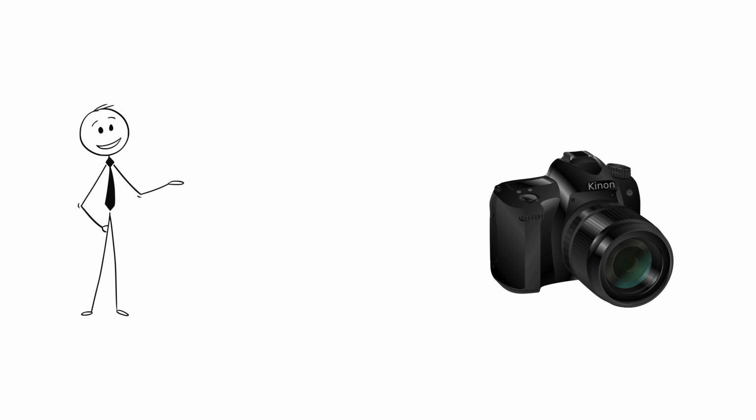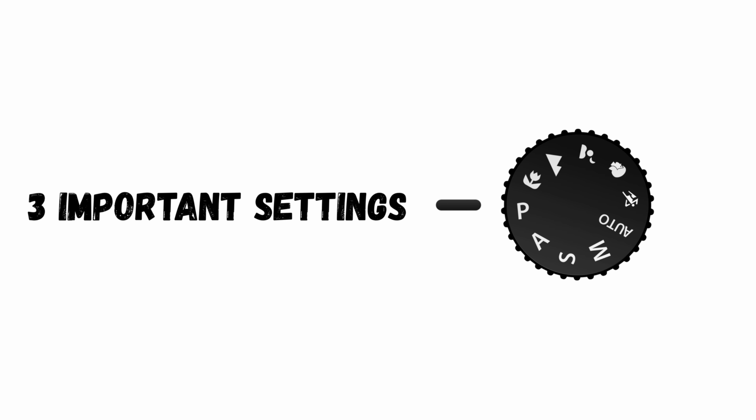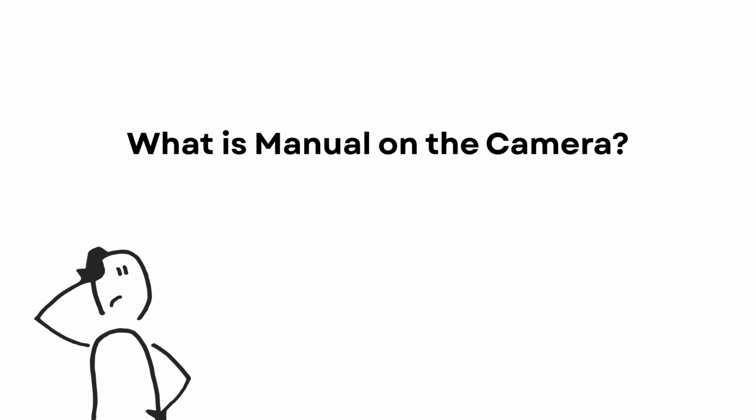Photography. Understanding a camera's function and how to properly expose a photo is key to starting off in photography. Of course, if you're still stuck on program, it's okay. Here are the 3 important settings you need to learn in manual to get out of program. To start off, what is manual on the camera?